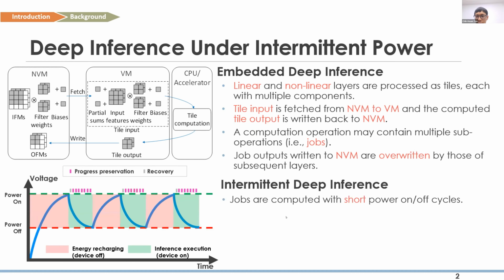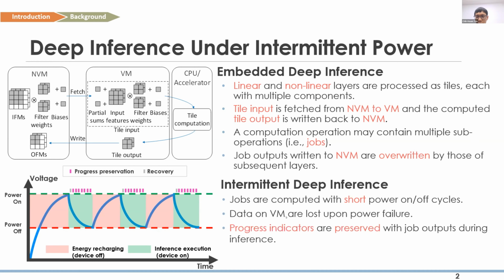On intermittent systems, an inference may take multiple short power cycles to complete. Upon power failures, the volatile data and the state of the system is lost. Therefore, progress indicators are essential for intermittent inference. They are preserved into NVM during inference with job outputs, which are essentially output features or partial sums. And the preserved progress indicators are used to recover the interrupted inference upon power resumption.